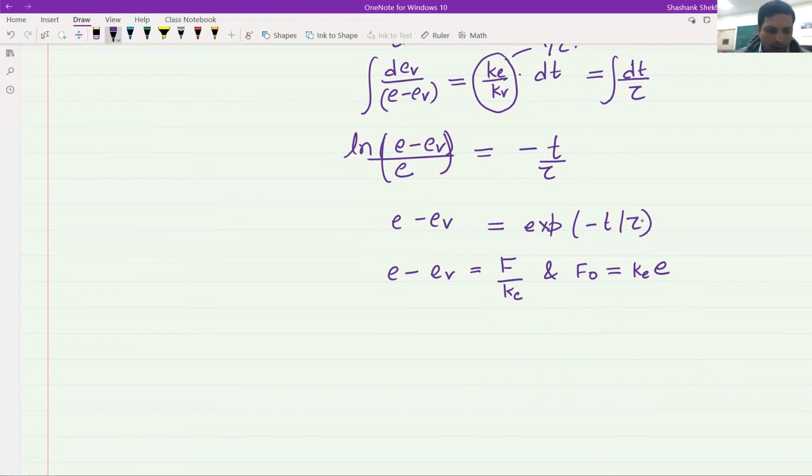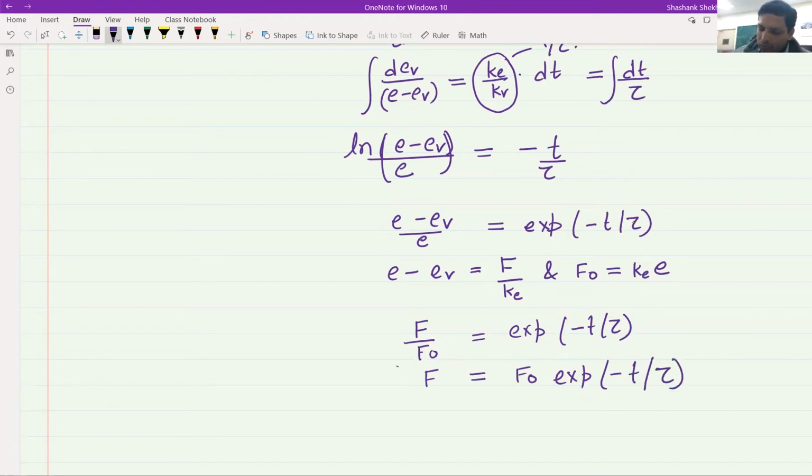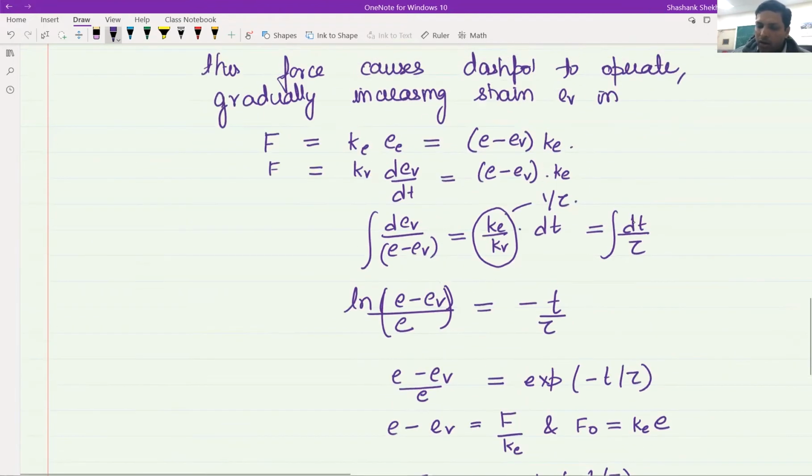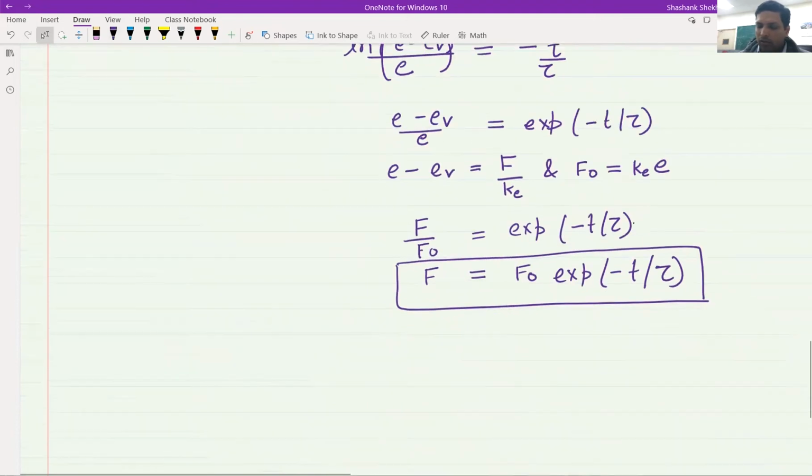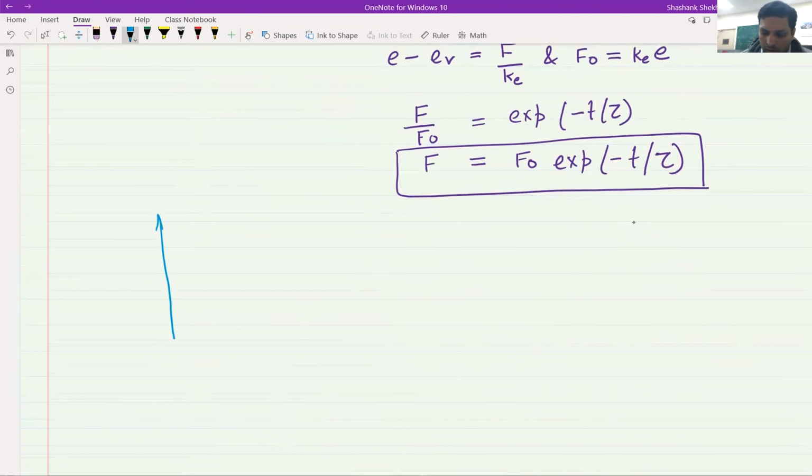Now, substituting these two over here, we substitute E minus EV equal to F by KE. So on the numerator we have F, on the denominator we have KE times E, and KE times E, which is the total strain, is equal to F naught. So this becomes F by F naught equal to exp of minus T by tau, or in other words, F is equal to F naught exp of minus T by tau. So this is for this simple looking configuration where we have a series combination of spring and dashpot, and we apply a sudden strain. If we were to plot it, it would look something like this.